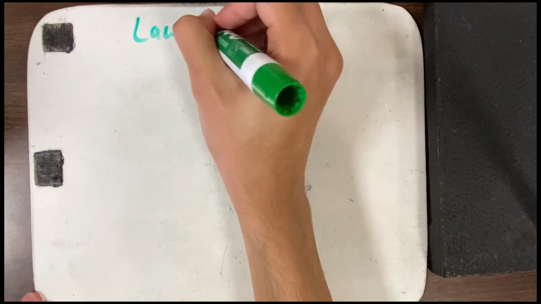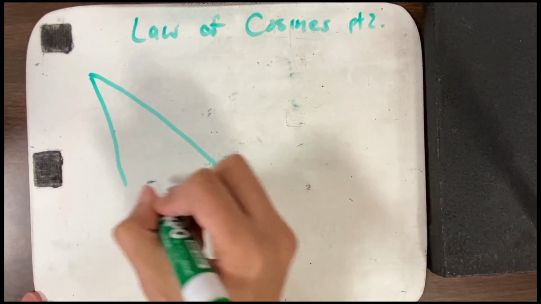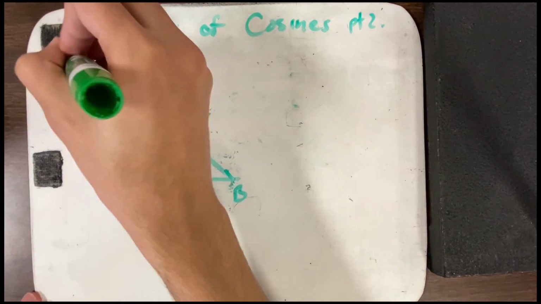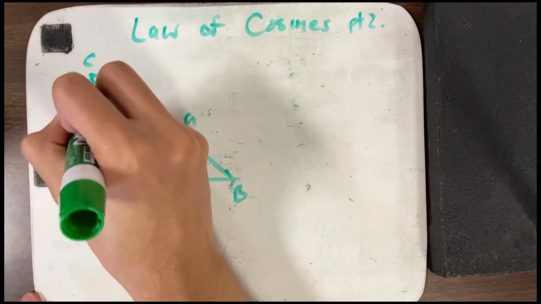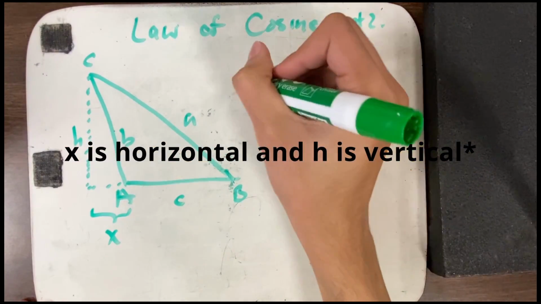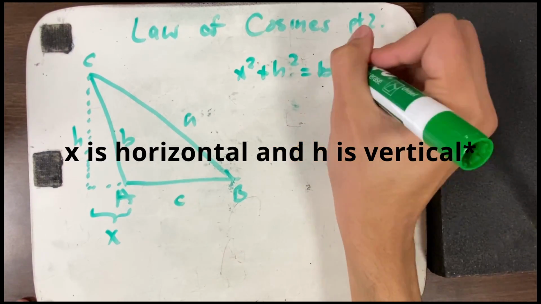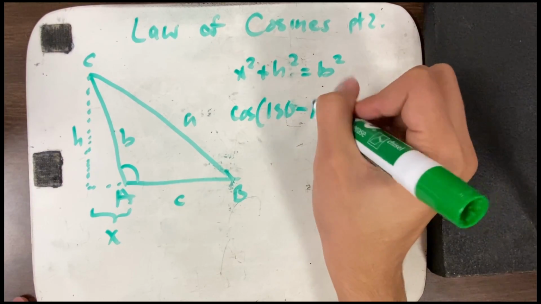Now, what we also have, this is law of cosines part 2 basically. And this time, we're going to have an obtuse triangle, triangle ABC, same as normal. And we're going to make a new triangle on the left side of A. We're going to label the vertical component x and the horizontal component h. And we're going to do Pythagorean theorem, where x squared plus h squared equals b squared, right?